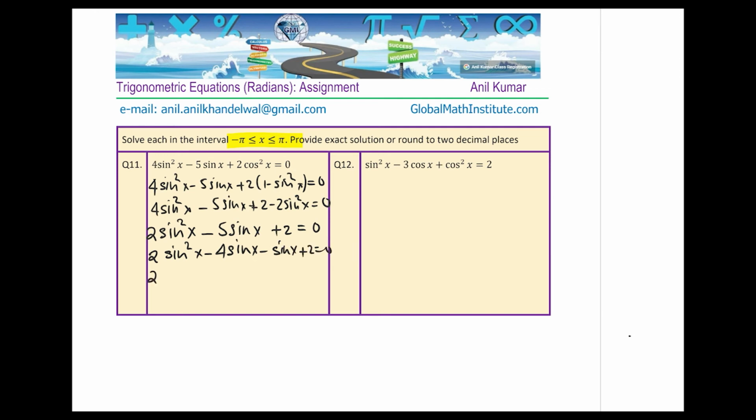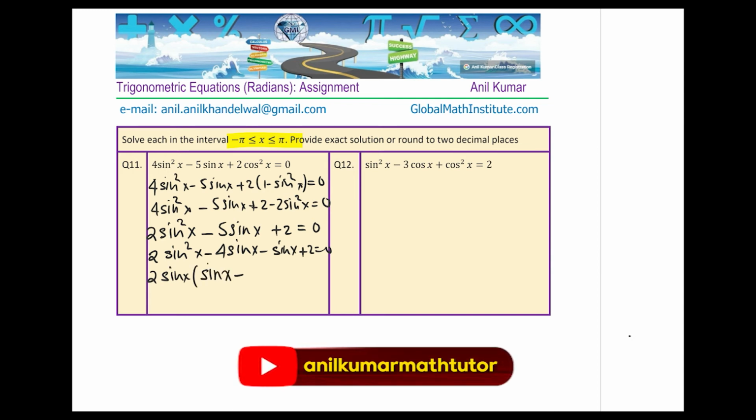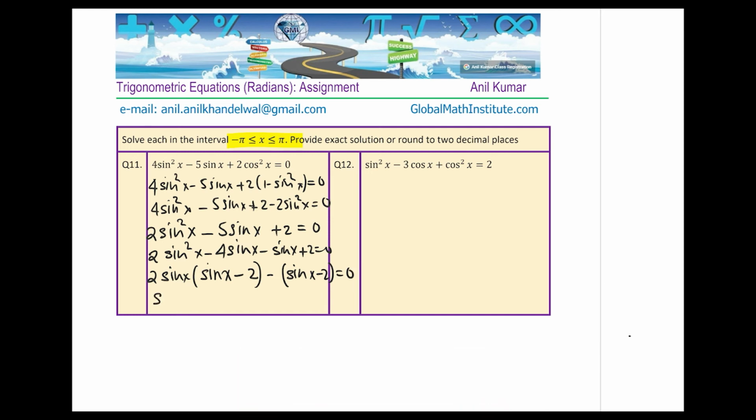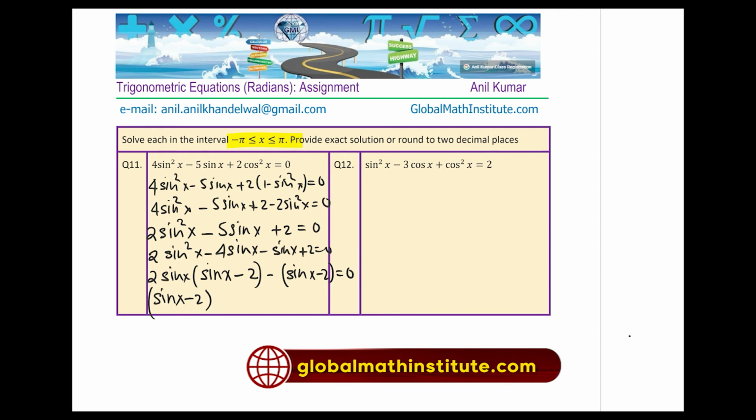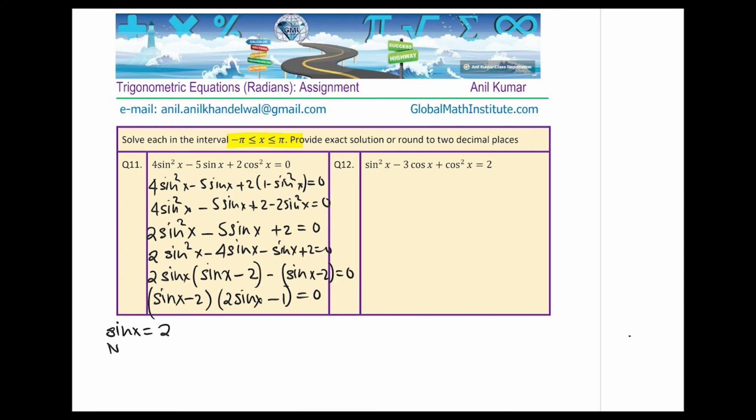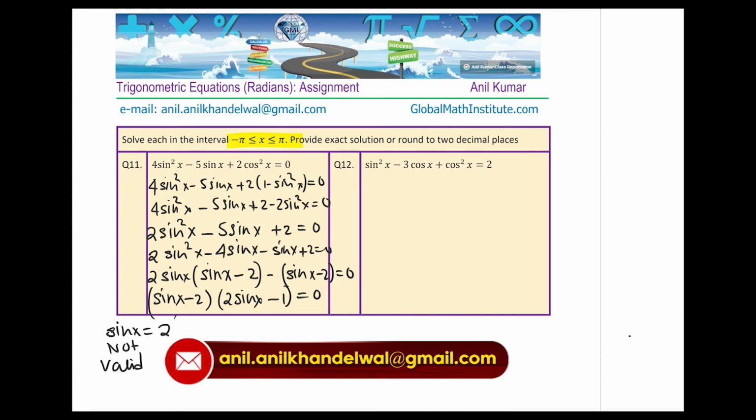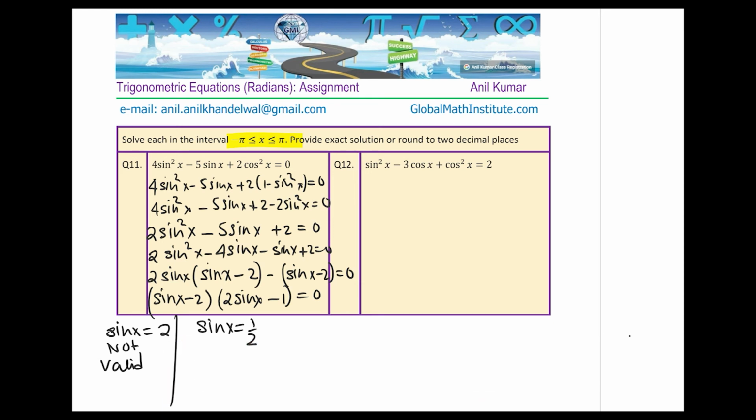So here we can take 2 sine x common. So we have sine x minus 2, and here we have sine x minus 2 with taking minus common. So now sine x minus 2 is one of the factors, and the other factor is 2 sine x minus 1 equals 0. That gives you that sine x is equal to 2, which is not valid. The other one is sine x equals half. So that will give us solutions, correct?